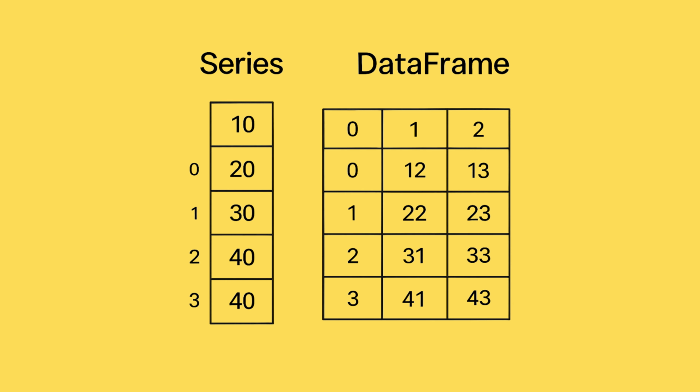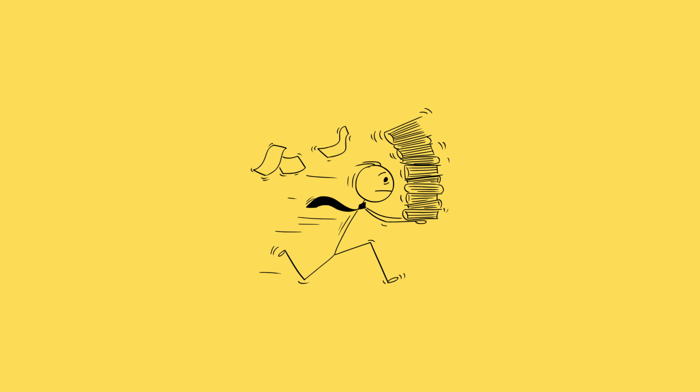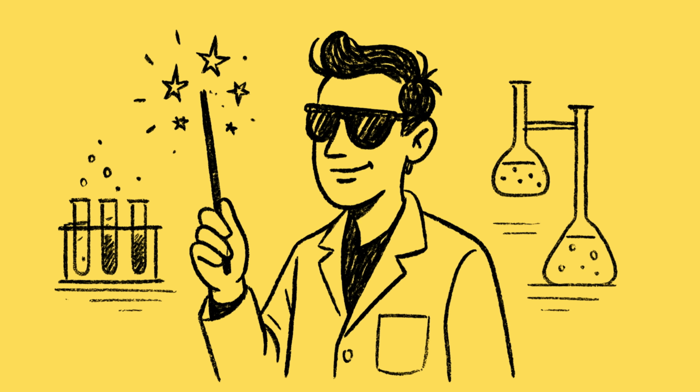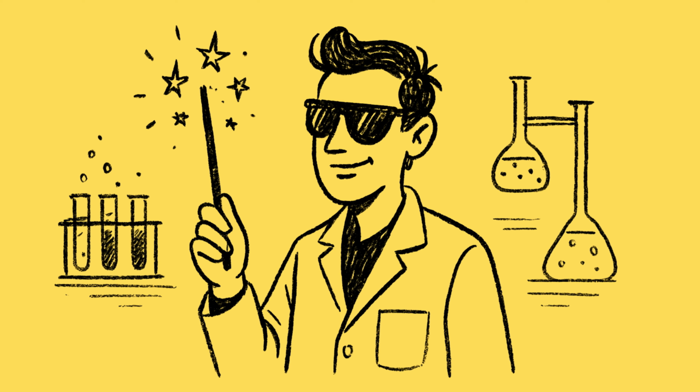It uses two main tools, series, like a single column, and data frames, like a full table. With pandas, you can sort, filter, merge, and even do calculations on your data, making it a go-to tool for anyone working with data. Ready to see some data magic? Let's jump in and start exploring.